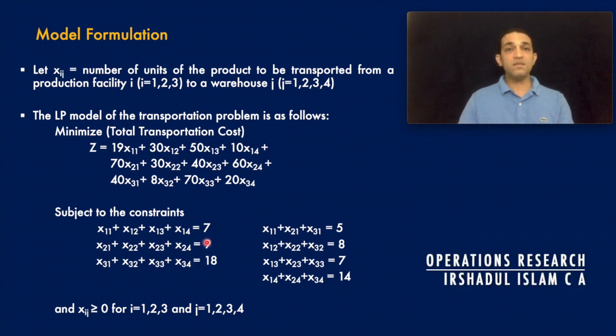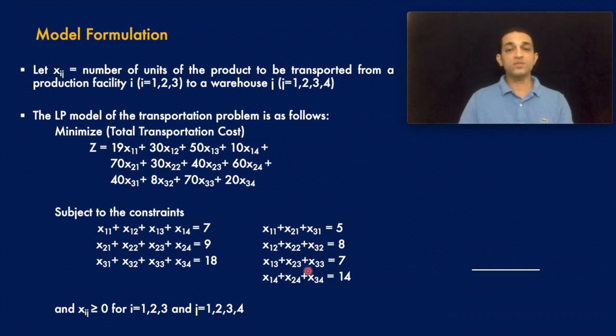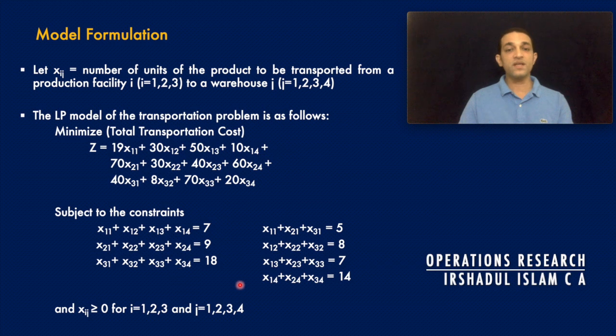And for the demand constraints, x11 plus x21 plus x31 equal to 5, x12 plus x22 plus x32 equal to 8, x13 plus x23 plus x33 equal to 7, x14 plus x24 plus x34 equal to 14. And last, the non-negativity constraints, all xij values should be greater than or equal to 0.